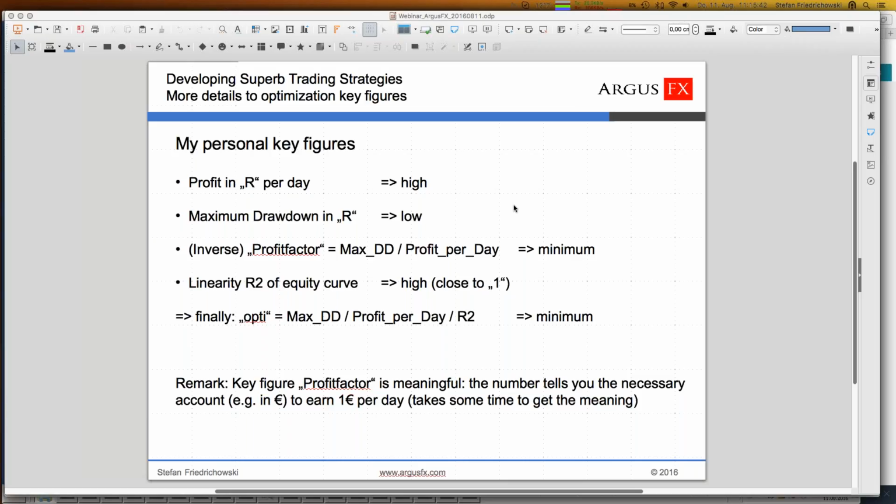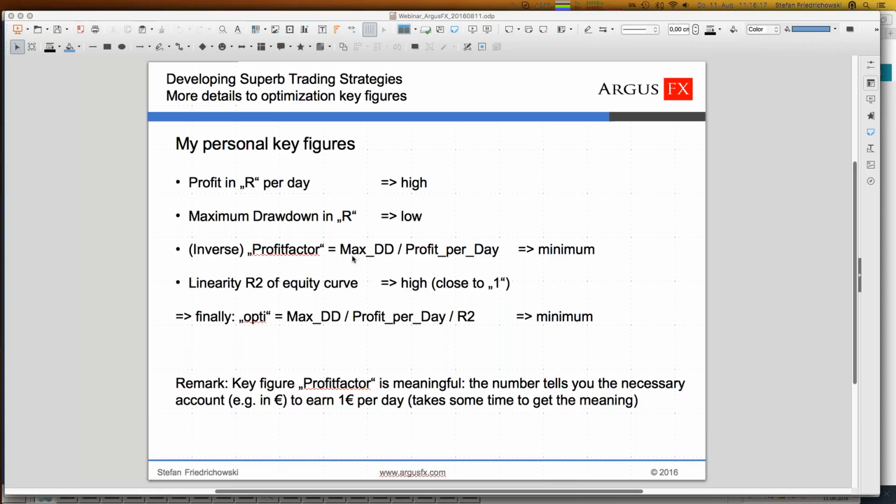Why is it that you need an account of 1,200 to earn €1 per day? That is exactly the definition of that quotient here. When you run that kind of strategy, you would earn that €1 per day, but once in a time, you would encounter a loss of €1,200 because that is the maximum drawdown, at least with respect to the history.